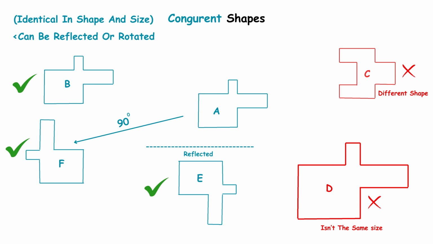Shape E might initially appear to be different, but a closer inspection reveals that it is simply a mirror image of shape A. It has been reflected across a line, which creates a reverse version, but since the size and structure remain unchanged, this shape is considered congruent to A. Finally, shape F also seems different at first, but this is due to a rotation. Specifically, shape F has been rotated 90 degrees in the counterclockwise direction. Despite the rotation, the shape and size are identical to A, so it too is congruent.